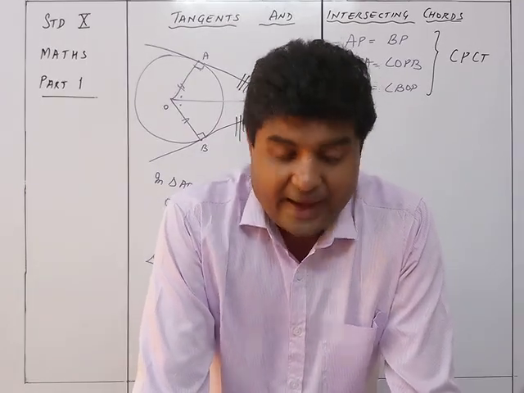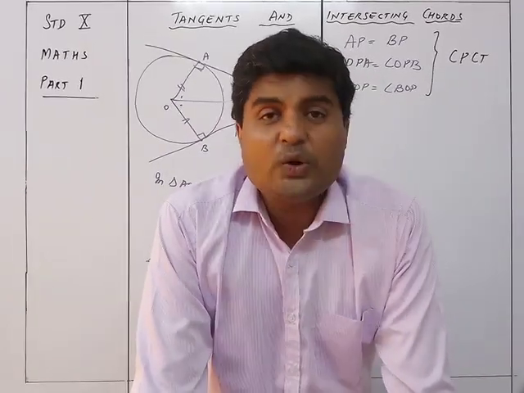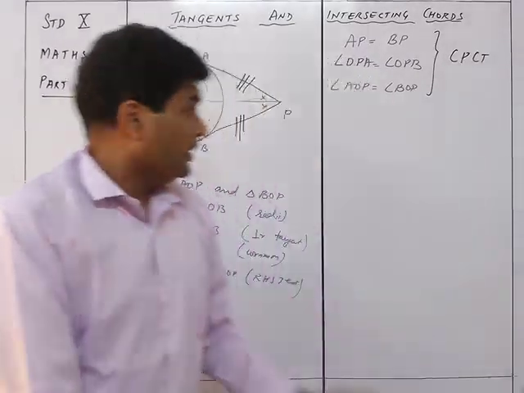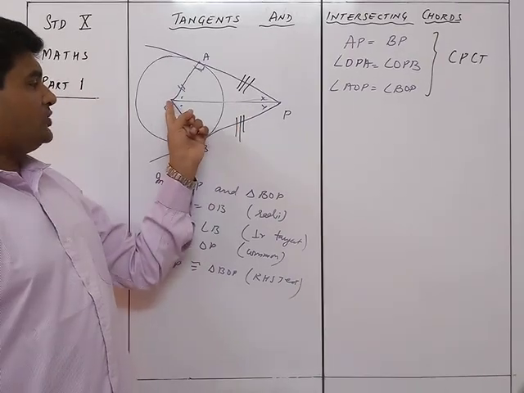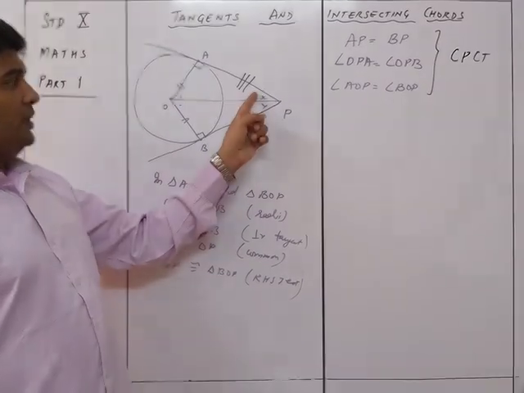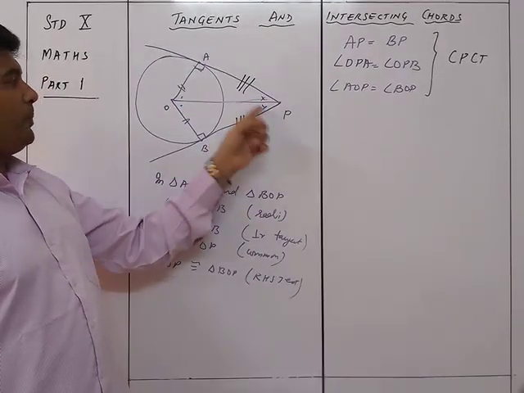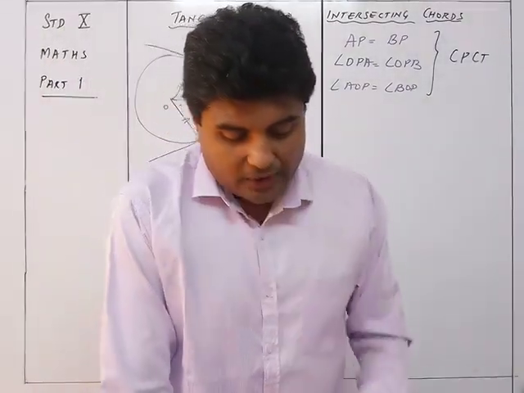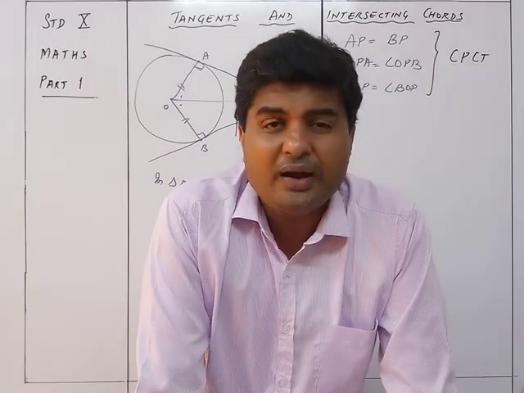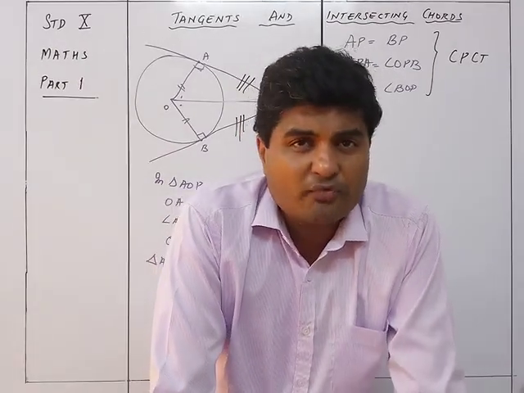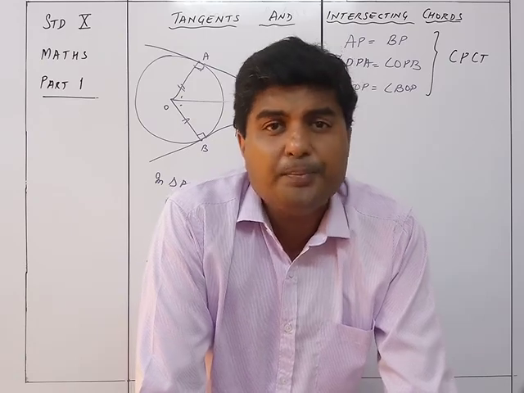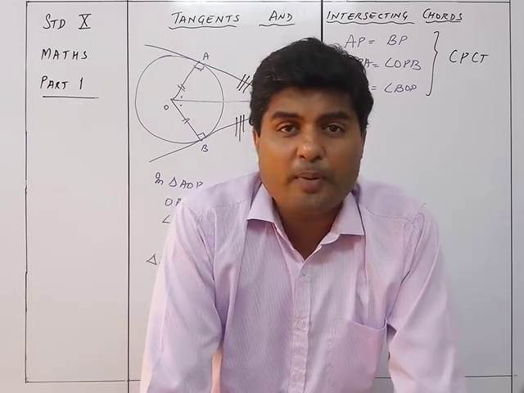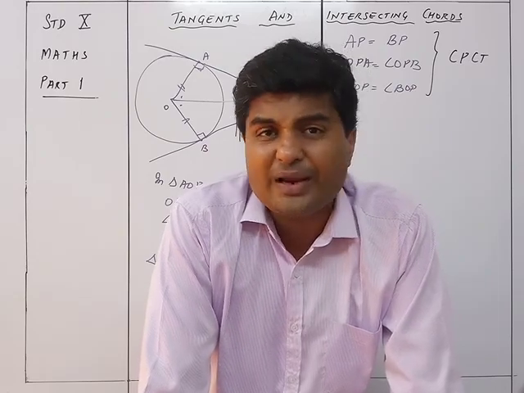And thirdly, the tangents are equally inclined to the line joining the point and the center of the circle. So they are equally inclined to the line joining the center to the point. So this angle and this angle are equal. APO is equal to BPO. So these are the three corollaries which we are seeing when you are taking the two tangents which are drawn from a point outside the circle. The most important out of the three is the first one, that is tangents drawn from a point outside the circle are equal in length.